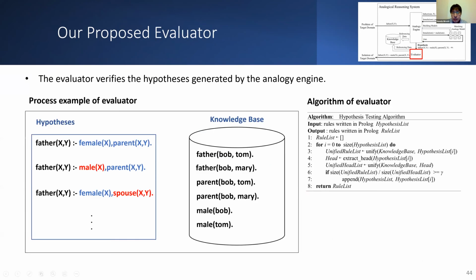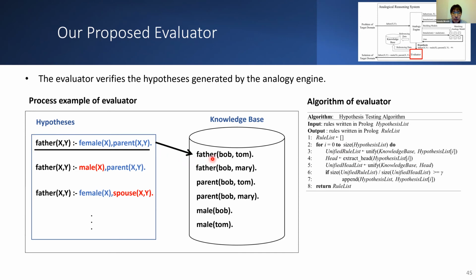Next, I will explain the evaluator in detail. The evaluator verifies the hypotheses generated by the analogy engine. This is an algorithm of the evaluator. I will explain this algorithm with a process example. This is a process example of the evaluator. The evaluator picks up one of the hypotheses. The evaluator refers to the knowledge base to verify the hypothesis.